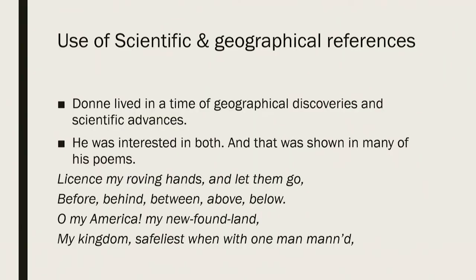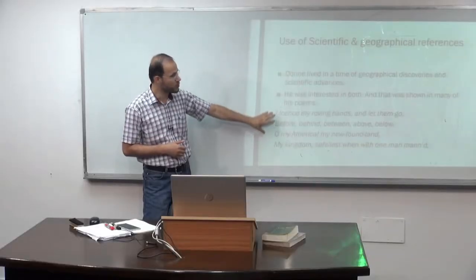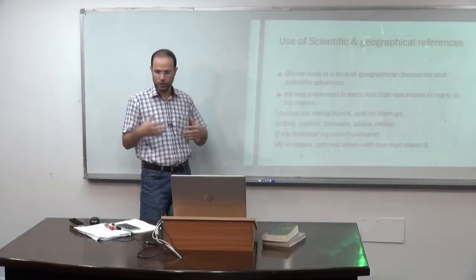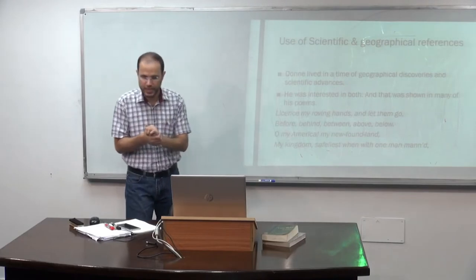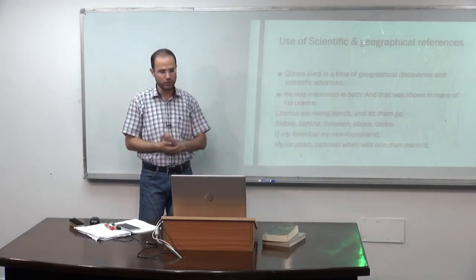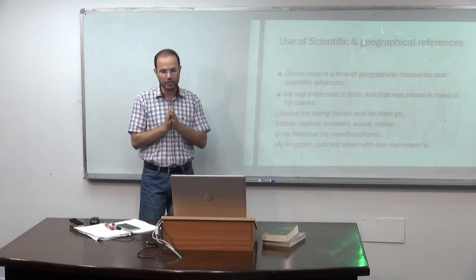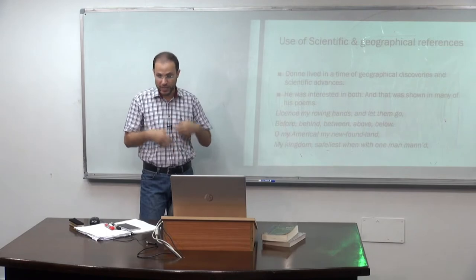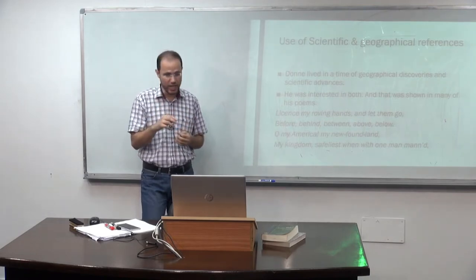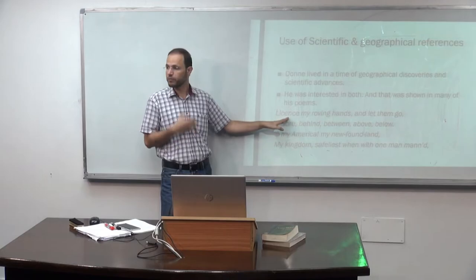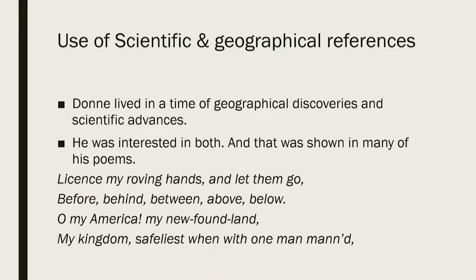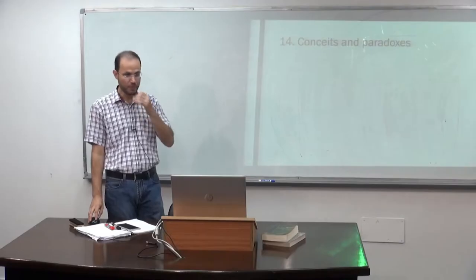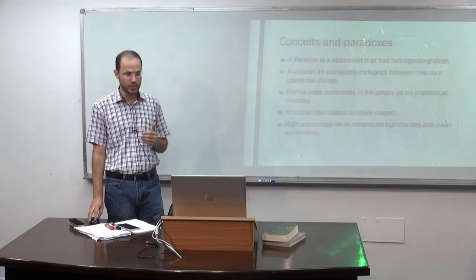When you talk about drama, I wanted to tell you to read The Sun Rising by John Donne, and also read this poem. I can't remember the name, but look at how beautiful this poetry is, where he's talking to his beloved. "License my roving hands," as if he's discovering a geographical area. "And let me go before, behind, between, above, below, all my America, my newfound land." There is some colonialism there, if you want to trace that. But also look at how he's asking permission, even from his wife, which is very good of a man at that time. Conceits and paradoxes, and also puns.